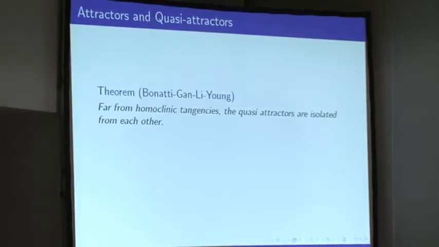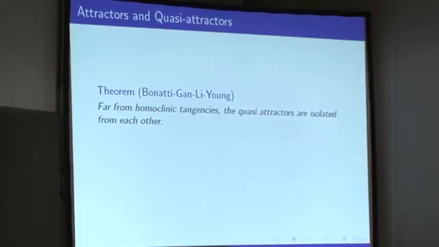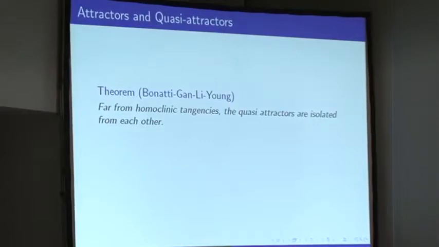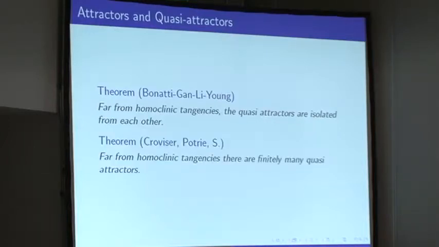But what about far from homoclinic tangencies? There are some results. Here is a result from Bonatti, Gan, and Dawei Yang. Far from homoclinic tangencies, the quasi-attractors that we always know exist are isolated from each other. They cannot accumulate on themselves. We also have a result with Sylvain Crovisier and Raphaël Potrie that far from homoclinic tangencies, there are finitely many quasi-attractors. So these quasi-attractors should be attractors in this setting, far from homoclinic tangencies, but this we still don't know.